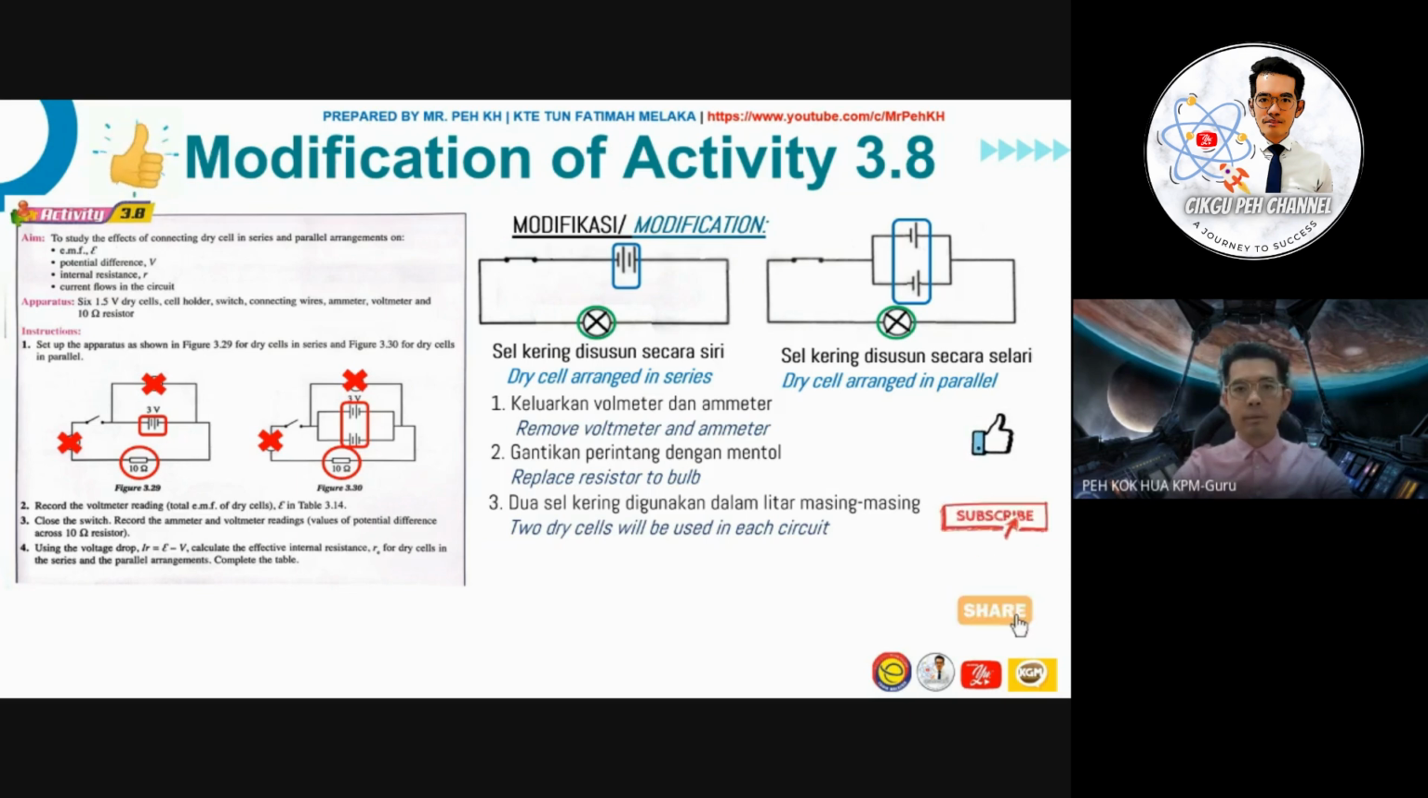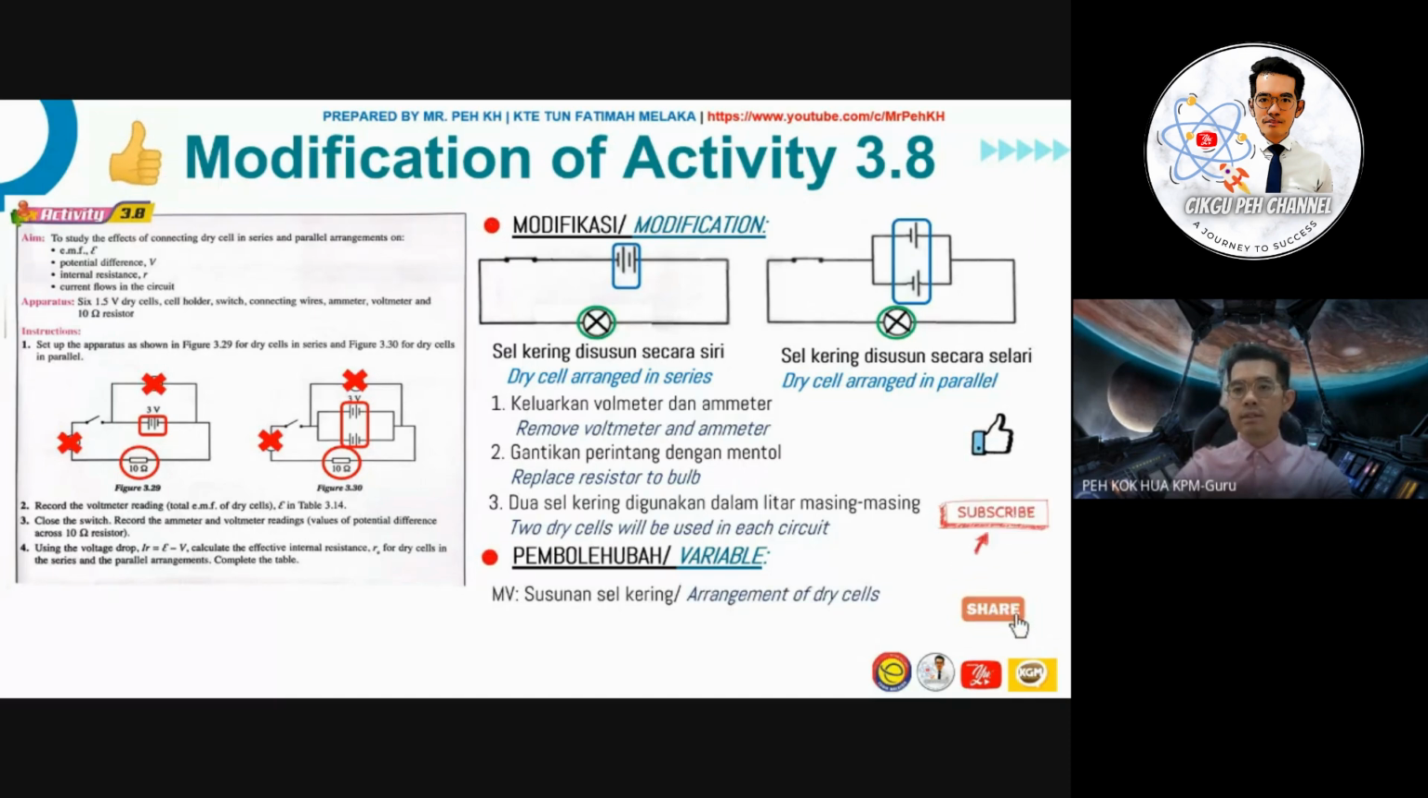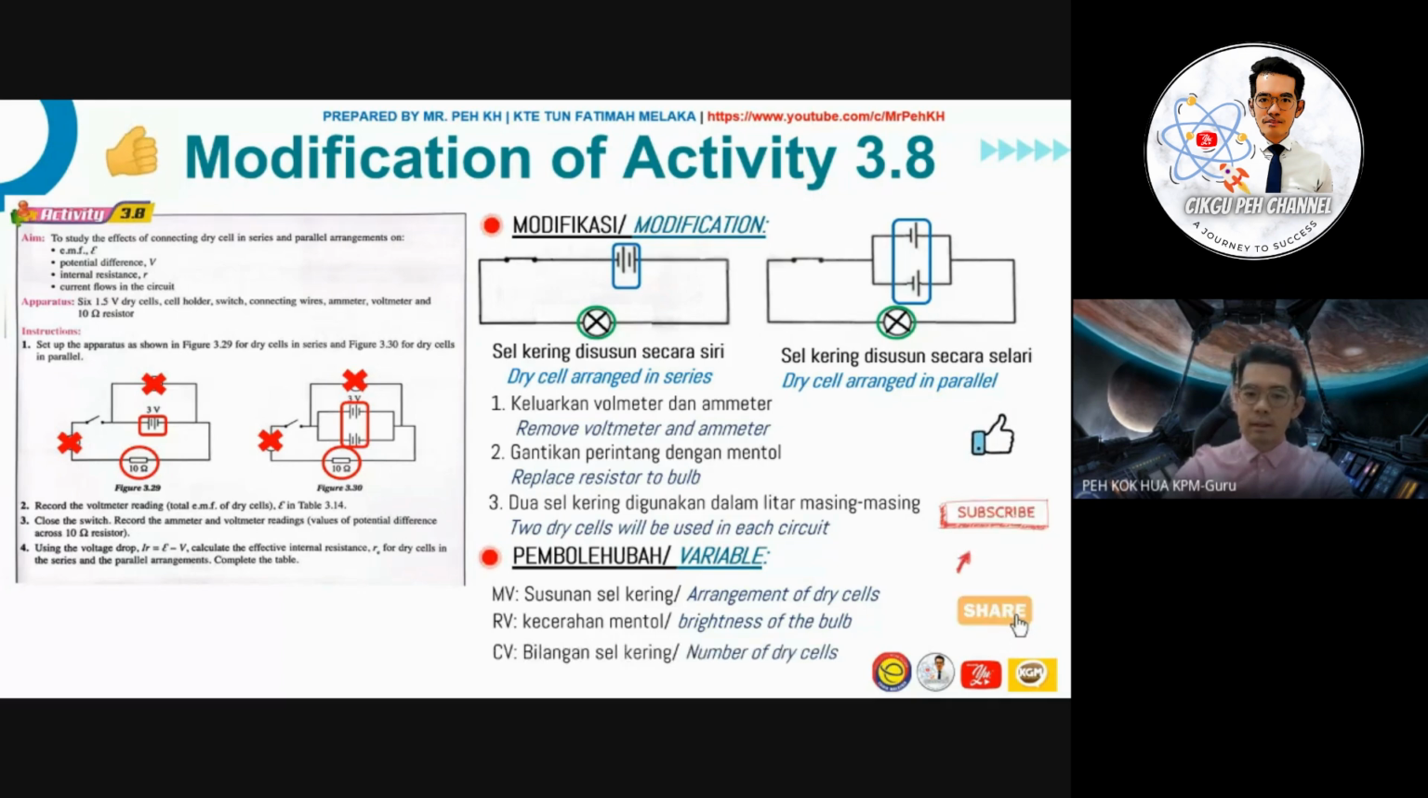Before we start our experiment, we must be very clear about what the MV, RV, and CV are for the experiment. In this experiment, the MV will be the arrangement of the dry cell, which is in series and parallel. We want to see the relationship between the arrangement of the battery and the brightness of the bulb, where the brightness of the bulb indicates the current flow in the circuit. And the control variable here will be the number of dry cells, which will be 2 for these 2 experiments.